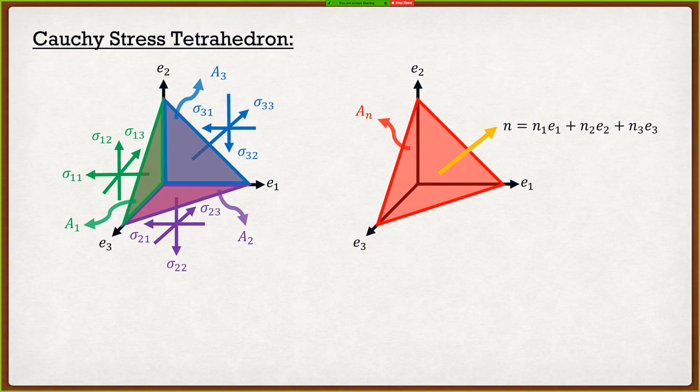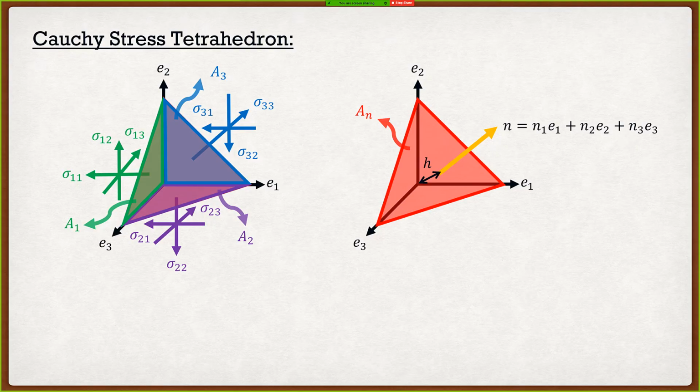Now, the second thing we're also going to do is define the area of this front face as simply AN. All right. And finally, we're going to specify the distance from the origin of the coordinate system to this surface as h. And you guys are going to see why we do that a little bit later.